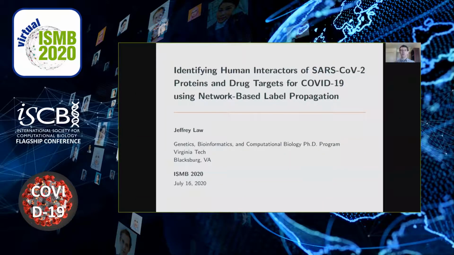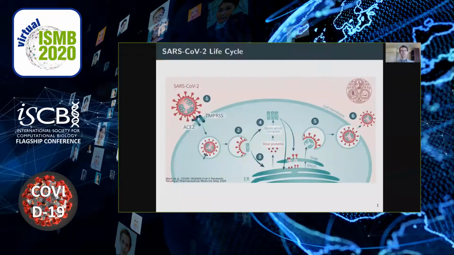I'm a PhD student at Virginia Tech, and I'm very excited to present my work with several collaborators on identifying human interactors of SARS-CoV-2 proteins and drug targets for COVID-19 using network-based label propagation.